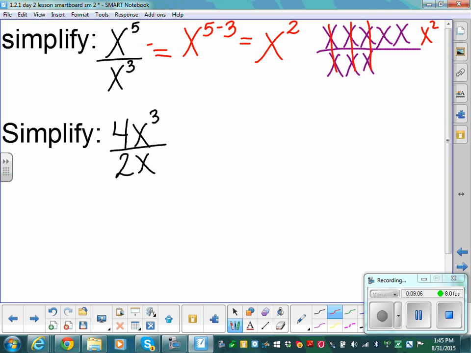4x to the 3rd divided by 2x. So we have 4 divided by 2. Can we use properties of exponents? No, we're just going to simplify this. What's 4 divided by 2? 2. Now, pay close attention to the details here. I'm going to show my work so that later on when we get to the harder stuff, we're not going to make any errors. So essentially, if we want to talk about it the long way, 4 divided by 2, you're right, it's 2.